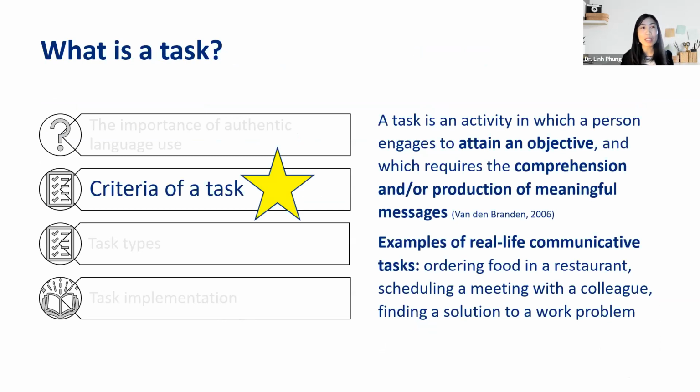Now, this brings me to the question of what is a task? And I would like you to keep in mind the example that I gave about ordering food at a restaurant and see how that task fits in with this definition. So a task is an activity in which a person engages to attain an objective and which requires the comprehension and/or production of meaningful messages. And as you can see, when we order food, our ultimate objective is to get the food, right? But we need to use language to communicate our ideas to the person taking our order. And that person has to understand our ideas, or in this case, meaningful messages. So this is an example of a real life communicative task.